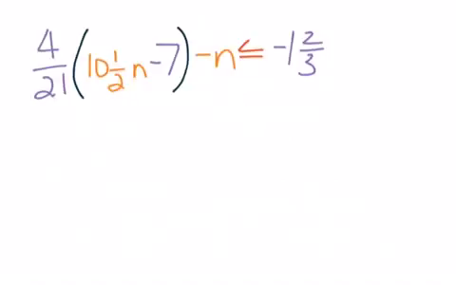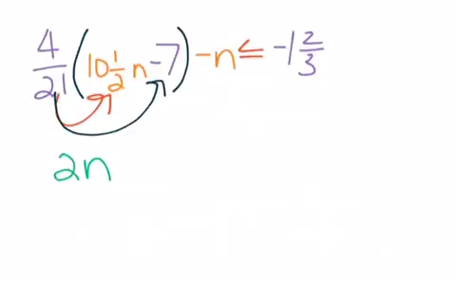Alrighty, so now we're into this bad boy. We have 4 over 21. We're going to distribute that to 10 1/2 n minus 7, minus n is less than or equal to negative 1 2/3. So again, first step here is always look for, can we distribute, which we can here. So we're going to multiply that here. So 4 over 21 times 10 1/2 n is going to give us, after we do all that math, a positive 2n here. Alrighty?